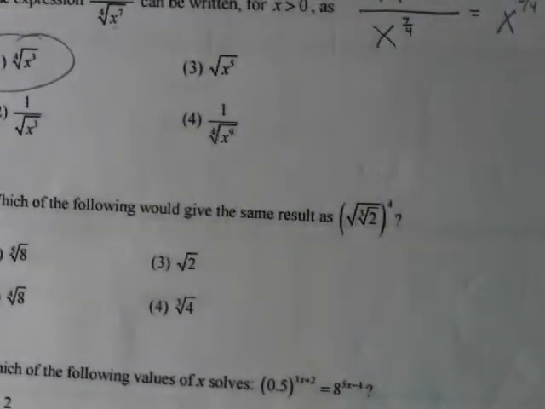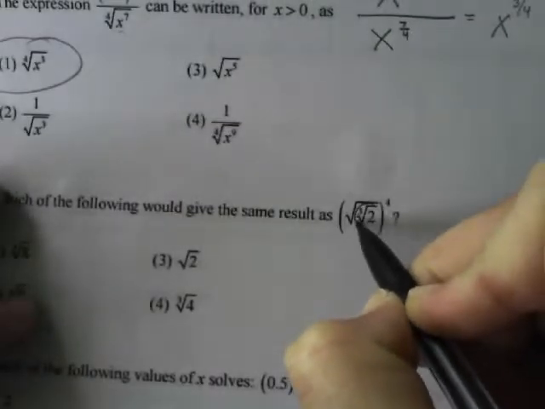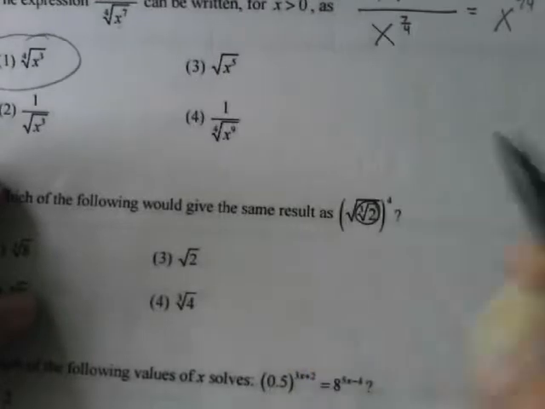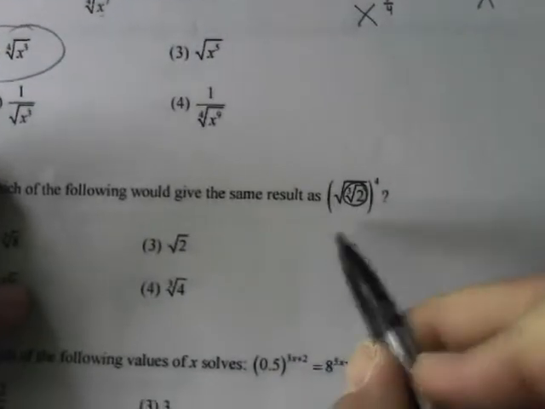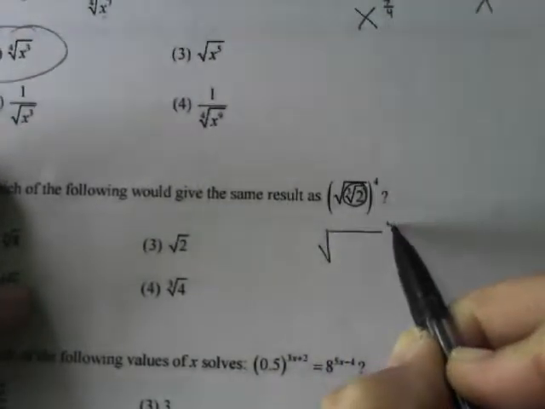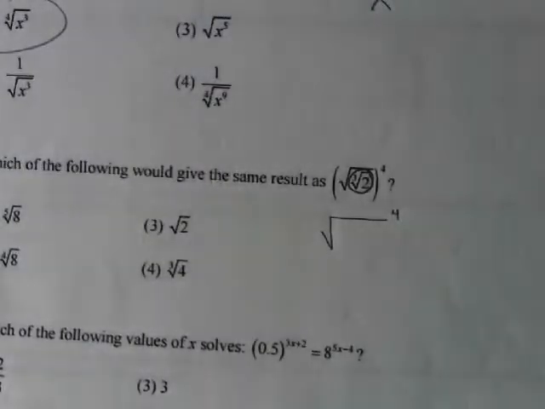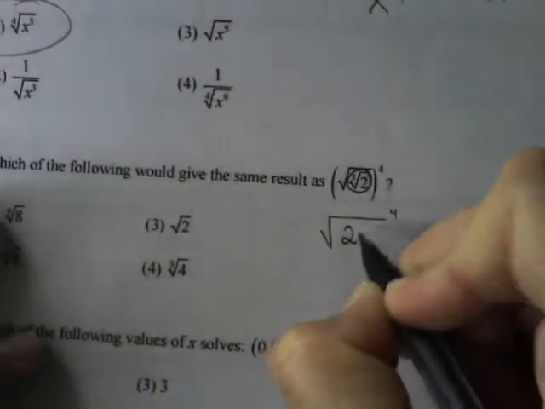Number 7 kind of stacks some of these radicals on top of each other. Work from the inside out. So the first thing we would do is switch this cubed root of 2. So it's the square root raised to the 4th power of the cubed root of 2 is 2 to the 1/3 power.